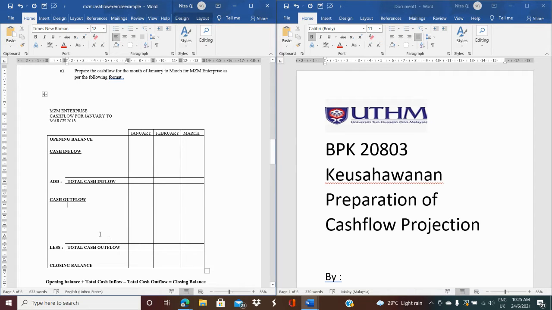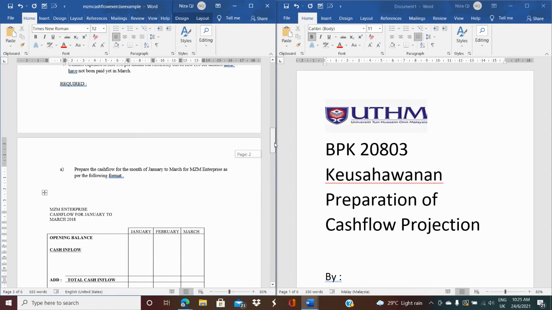So usually this is the format. You will be given the cash inflows and some spaces for you to input the information required, and then the cash outflows, and also spaces for you to include all the transactions that are relevant for the outflow. So this is the format. What is required is for you to prepare the cash flow.